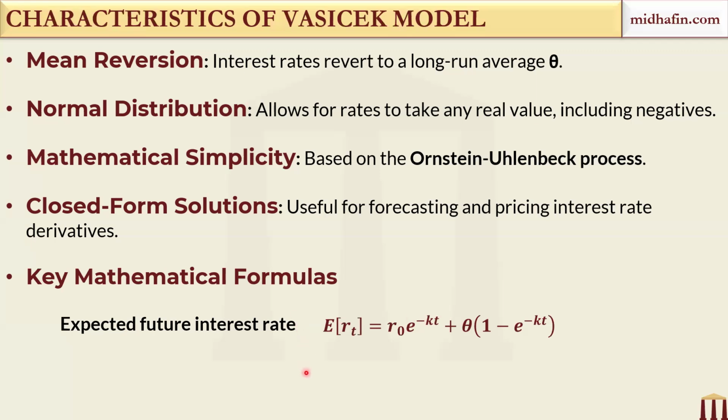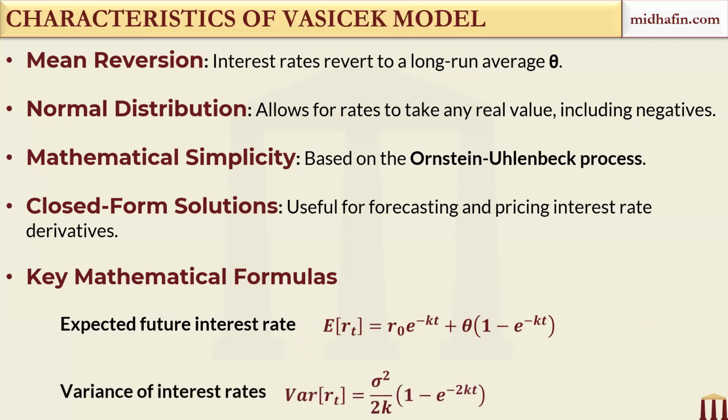And this is the formula for variance. Variance of the interest rates R_T, of course we are dealing with short-term interest rates, is equal to sigma squared by 2k multiplied by 1 minus e raised to the power minus 2kT. Now, see why this closed form solution is important with these two mathematical formulas, because it makes it quite easy to forecast the future rates, and calculate things like bond prices or derivative values more quickly, more efficiently.